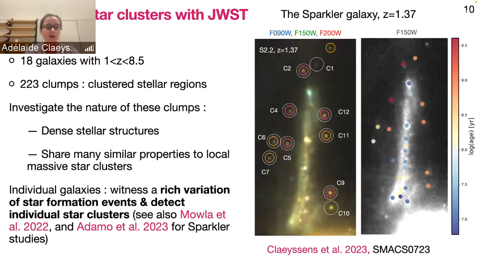Then if we focus on individual galaxies from this sample, like this one, which maybe you know, called the Sparkler galaxy at redshift 1.4, we witness in this galaxy a rich variation of star formation events, as you can see with the color variations of the clumps here, and the distribution of ages, which go from 10 million years to a few gigayears. And this galaxy is really special because we also detect, in the circled clumps on the left image, clumps which are believed to be globular or star clusters. This galaxy is a very good example of the capability to detect and study star cluster properties at high redshift with lensing and James Webb.